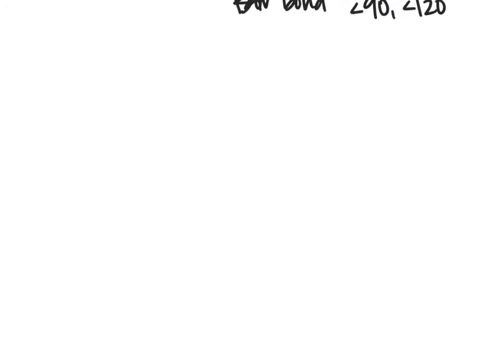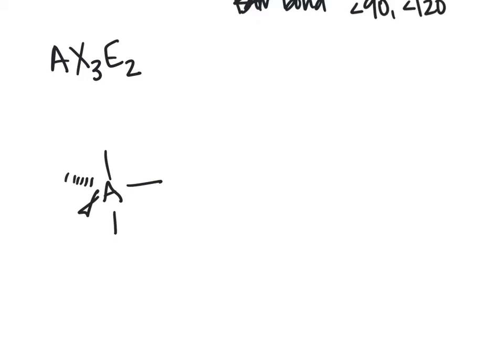So next we're going to look at AX3E2. We're going to set up our same structure. And now the question becomes, where should we put our lone pairs to give them the most space, as well as not force all of our atoms to be too close to one another? So in this case, we're going to put our lone pairs here and put our three elements here to where they are approximately 90 degrees and these are 120 degrees apart.